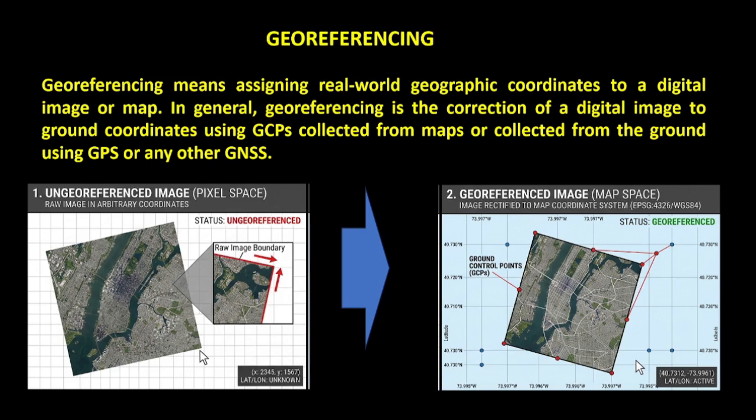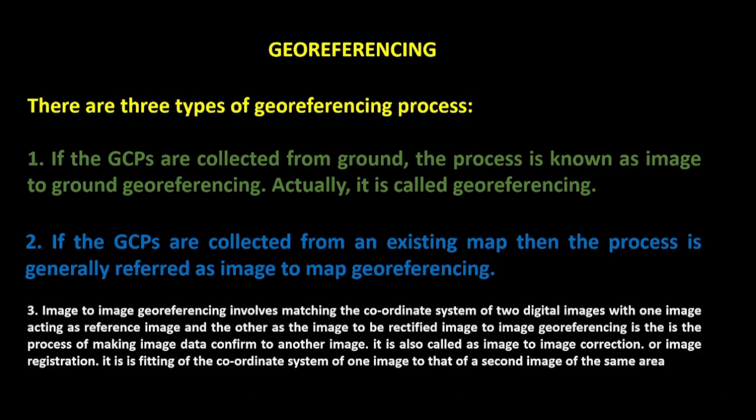Okay, now coming to the types of georeferencing. There are three types of georeferencing process. If the GCPs or ground control points are collected from the ground, the process is known as image to ground georeferencing. Actually, it is called georeferencing.